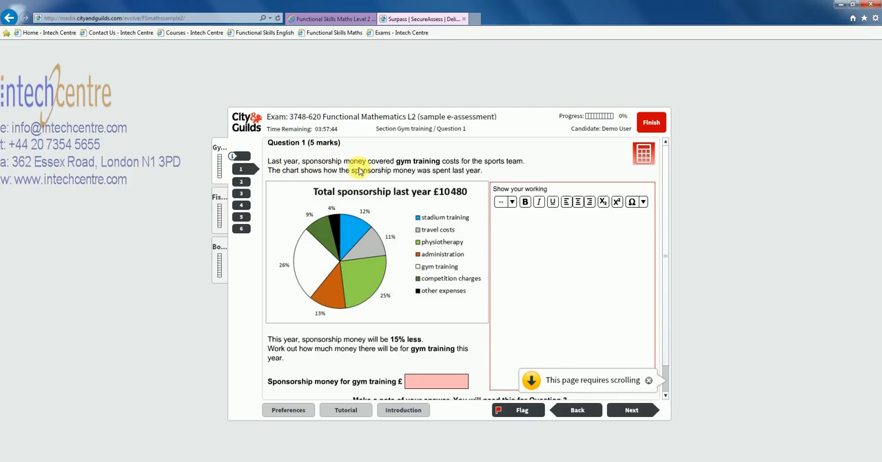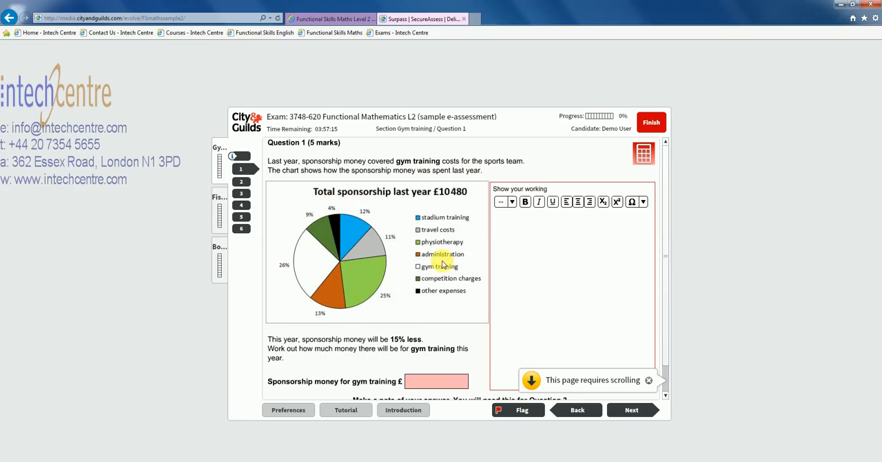Last year, the sponsorship money covered gym training costs for the sports team. The chart shows how the sponsorship money was spent last year. So as you can see here, the total sponsorship money last year was $10,480. We are interested in the gym training costs. It's very key that you read the question carefully and only provide the answers that they're asking for. So it says, sponsorship money covered gym training costs for the sports team. So you can see this is a total sponsorship last year.